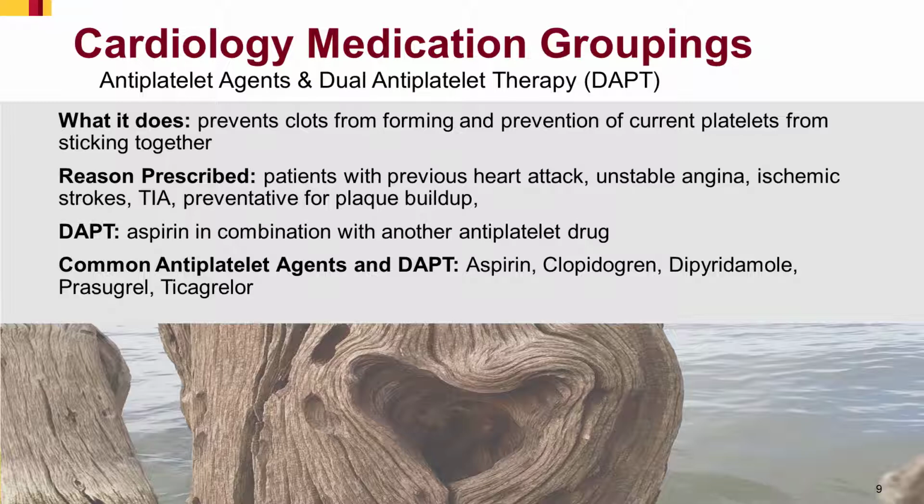Antiplatelet agents, also noted here is dual antiplatelet therapy. This prevents clots from forming and prevents current platelets from sticking together, really. So if someone has had a previous heart attack, or they have unstable angina, meaning they have chest pain, a history of stroke or transient ischemic attacks, this can help treat those.